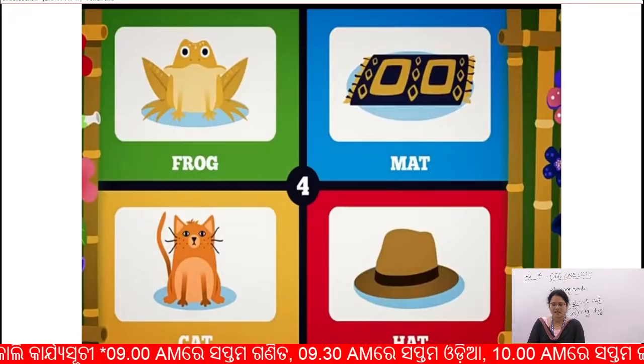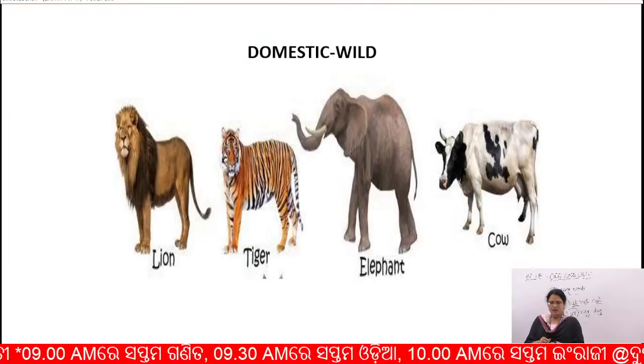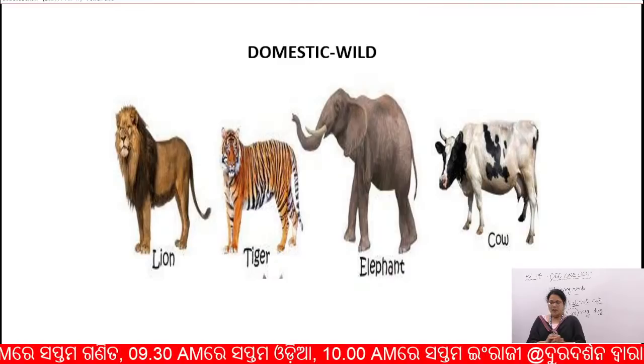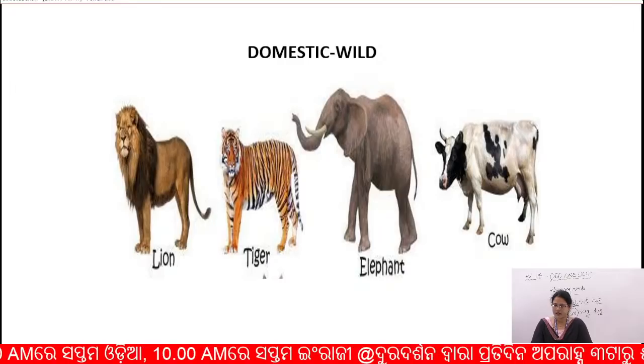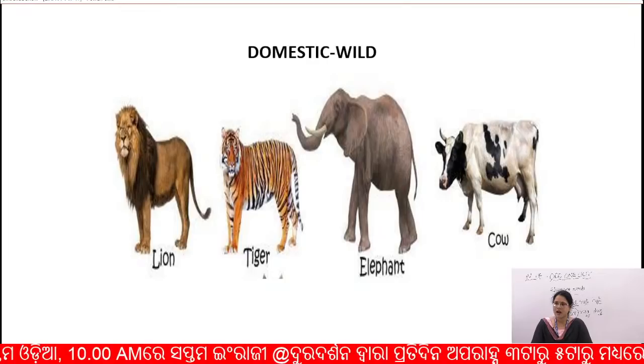Now students, look at your screen. I have written domestic and wild animal. Find out which one is different one. Domestic and wild. Lion, tiger, elephant, cow. Who is odd one? Who is a domestic animal?